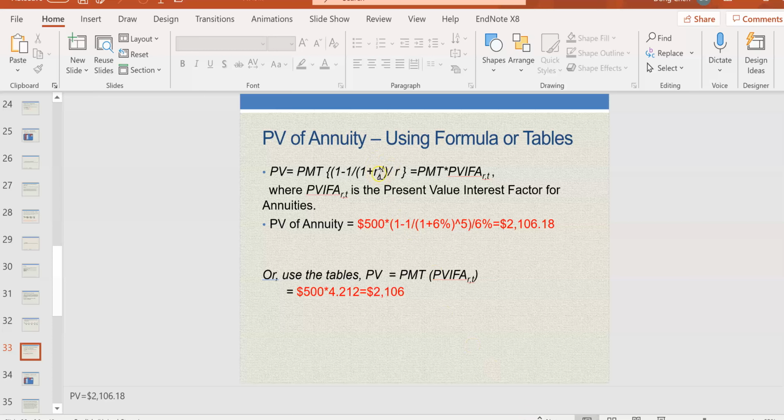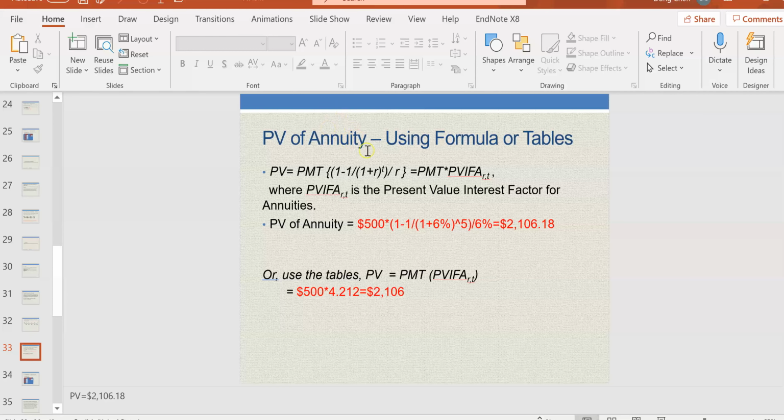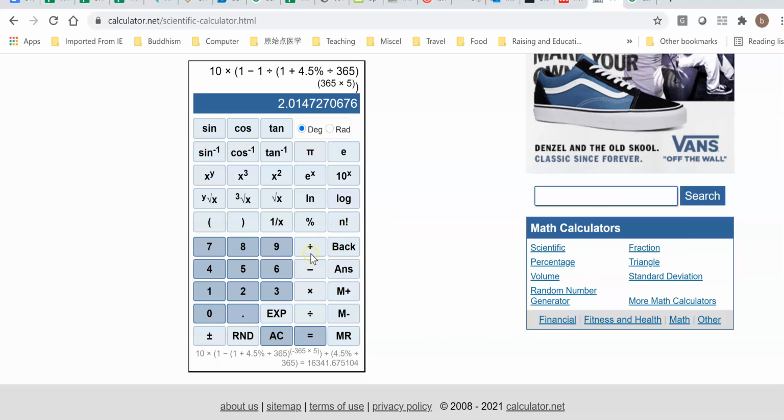So after that, I need to close the parentheses again. Why do I need to close that? Because I opened here 1 minus that, and if I don't close here, we'll miss a pair. We miss one side of the pair. So we need to have a pair here. And then we need to divide everything by the interest rate again. So divide by the interest rate.